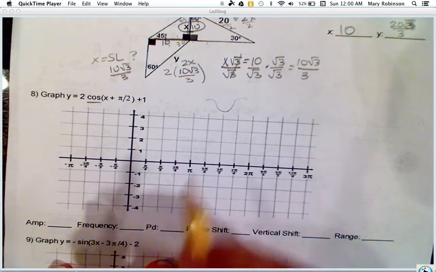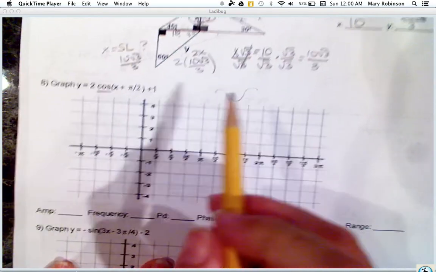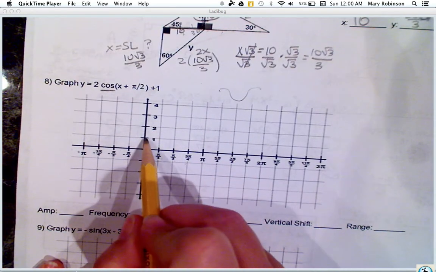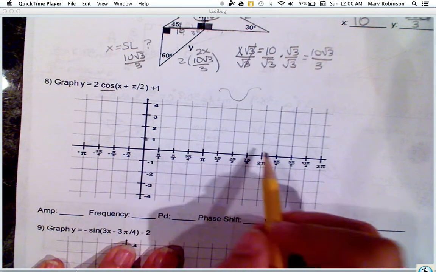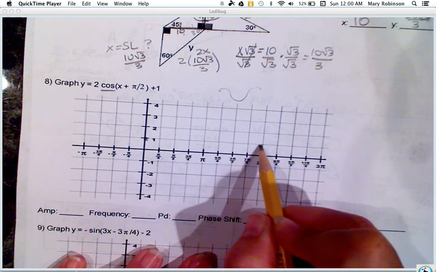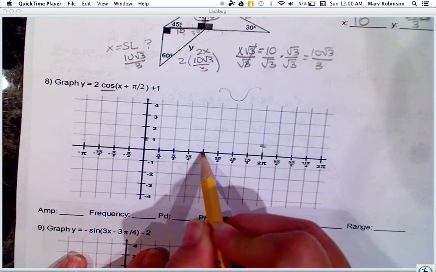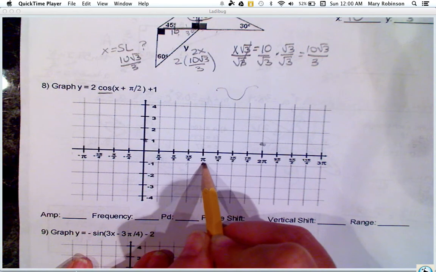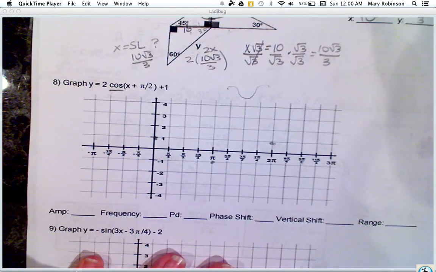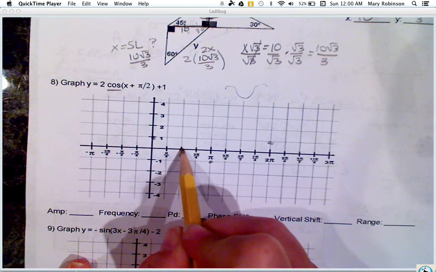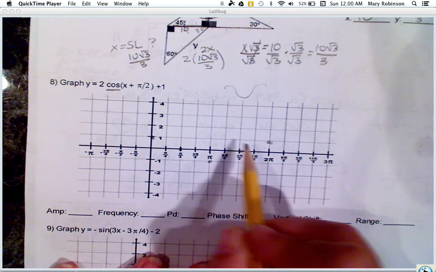Then that means we want to start with our max and our min values. Well, for the cosine function, it's at 1, and then at 2 pi, 1. Halfway between that at pi would be at -1. Halfway between that would be our zeros.